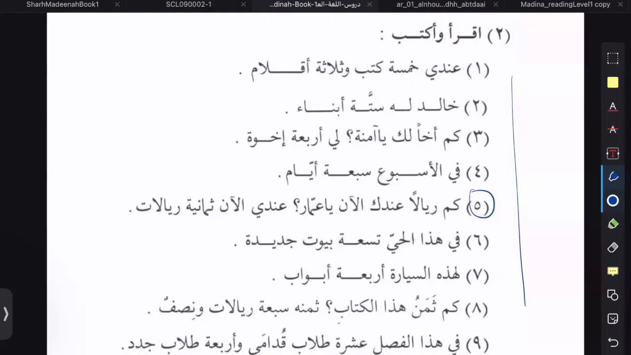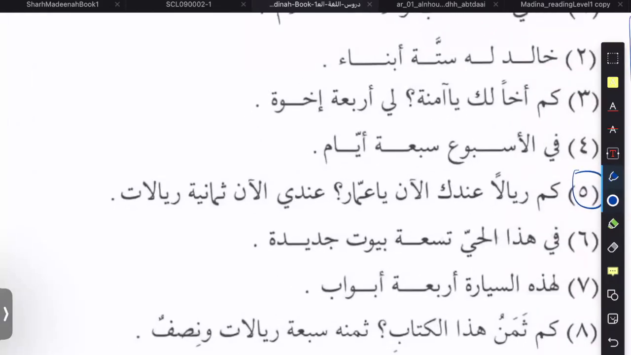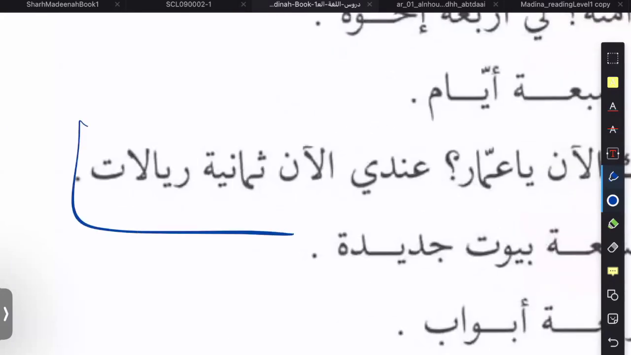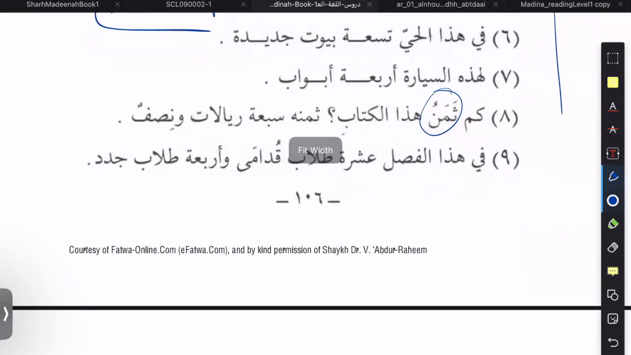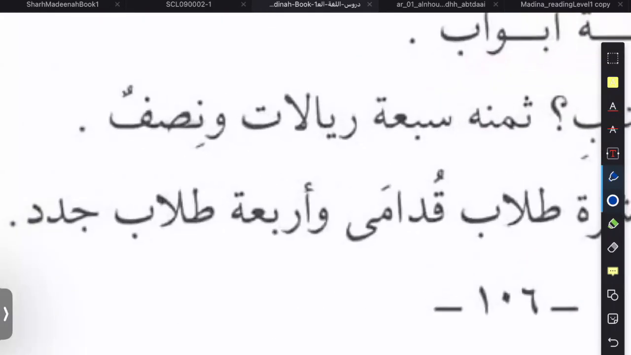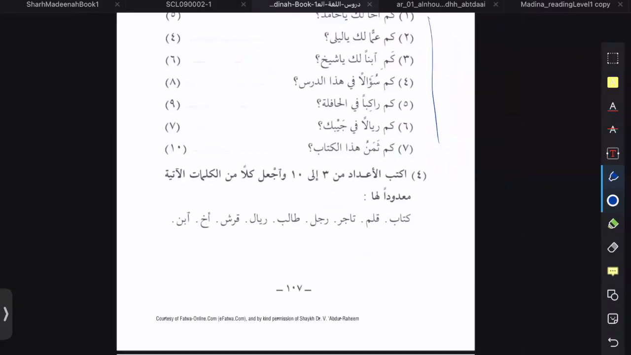So كم ريالا عندك الآن يا عمار؟ عندي الآن 8 ريالات. 8 ريالات. You would not know what to do with the haraka here if we don't know the rules. مضاف مضاف إليه. Saman, remember, is the price. So قدامى, قدامى is the plural for قديم. So this lesson number 19 is all about masculine. So you should not make any mistake. You know the number has to be feminine. Okay, and you put them in mudaf ilayhi form.